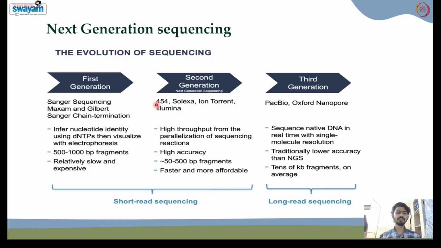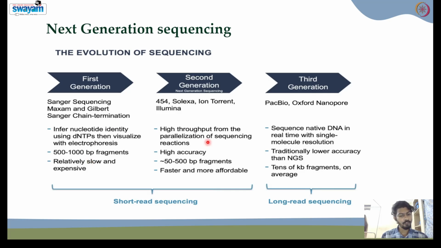If you see the evolution of sequencing, in the first generation, as I said, there is Sanger sequencing, Maxam and Gilbert, and Sanger chain termination. As I said, you can think of it like a bicycle: slow, steady, but reliable. What is the principle they use? They use dNTPs to infer the nucleotide, but only one nucleotide can be read per reaction. They are relatively slow and expensive, where you can analyze 500 to 1000 base pair fragments.